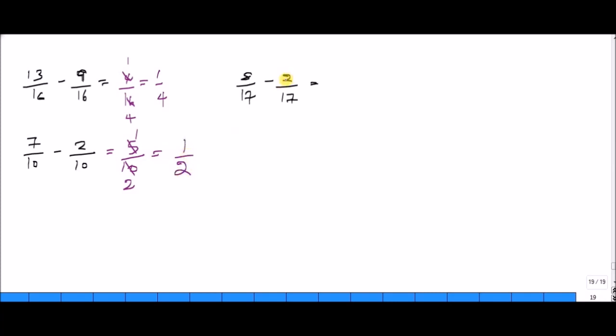And we have 8 17ths minus 2 17ths. 2 from 8 would leave 6 over 17. So that is all we need to know about subtraction of fractions with like denominators. Once the denominators are the same, we focus on the numerators and we just go across, add or subtract as the case may be.